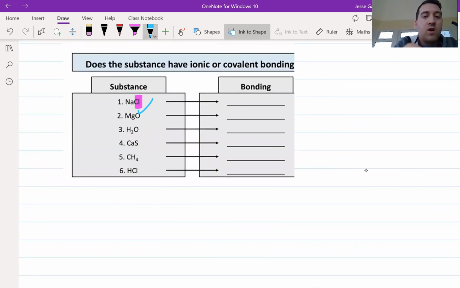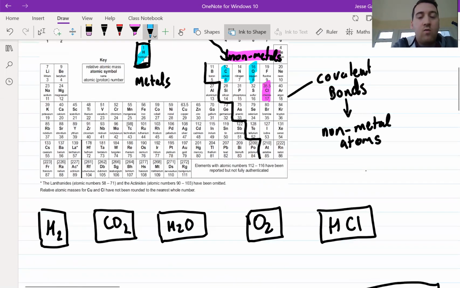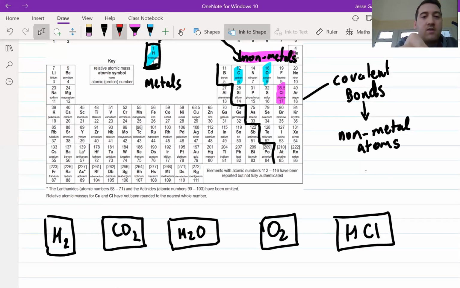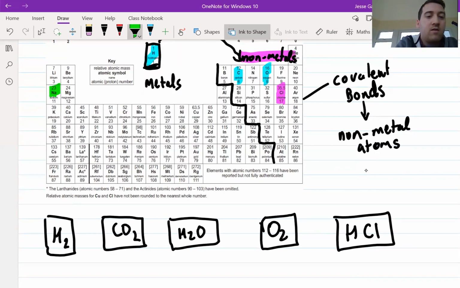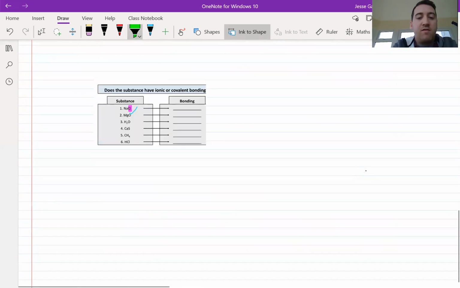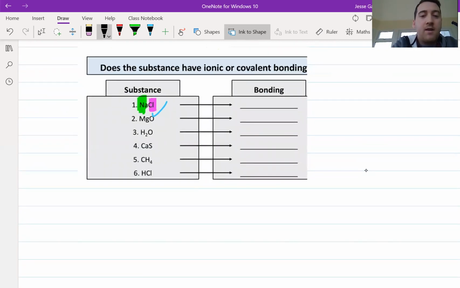Tick. What about Na? Well, if I go to my periodic table and look for Na, I won't find it in the non-metals because it's over here. So in green, Na is over here. So Na is a metal. So that's a problem for me because metals and non-metals don't make covalent bonds. They make ionic bonds. So it's ionic. So well done if you said ionic.